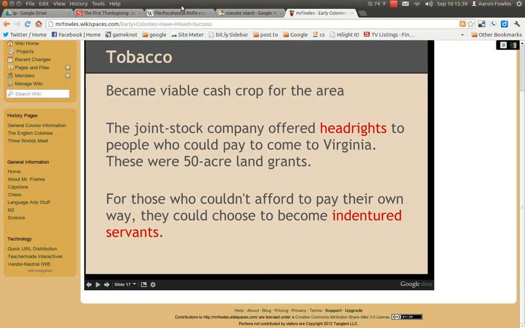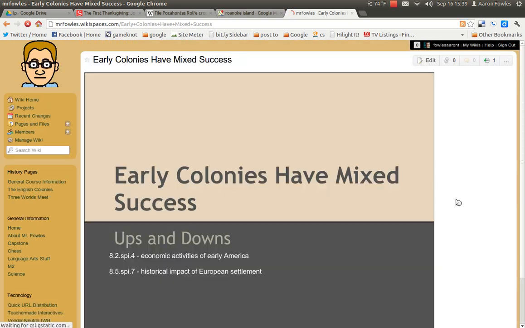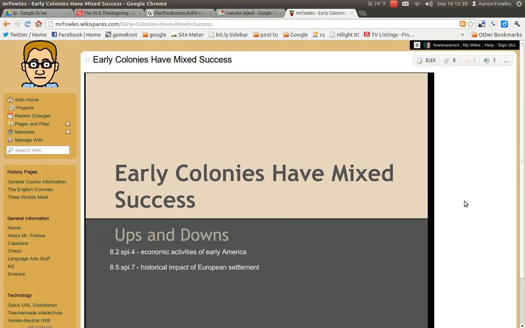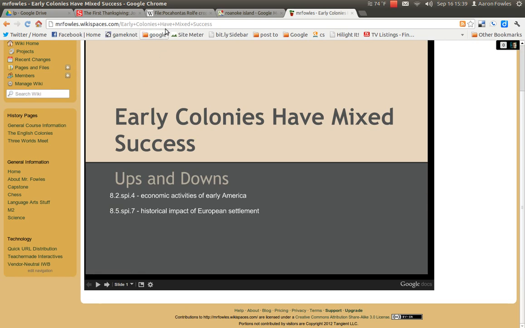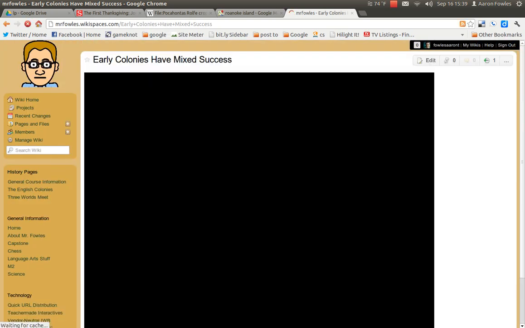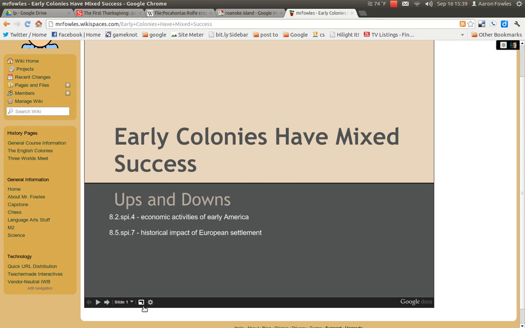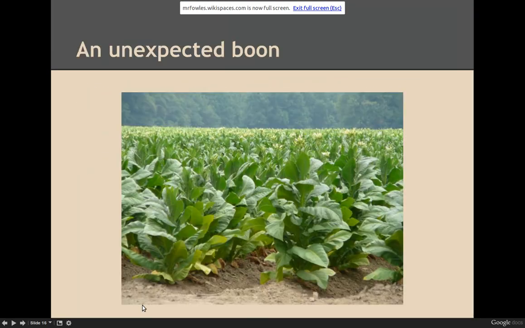And this is the problem again. So we're going to refresh. And there we go. But so you can see there how having the river, which we now call the James River, was very important for the colony.